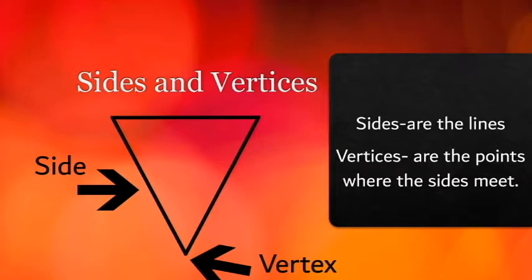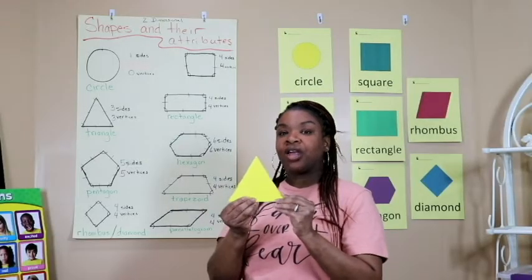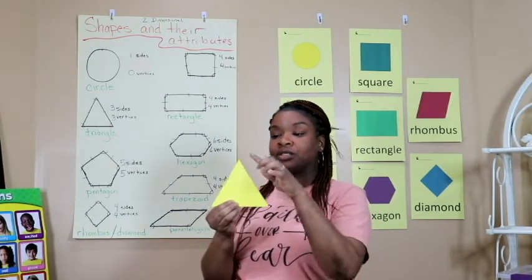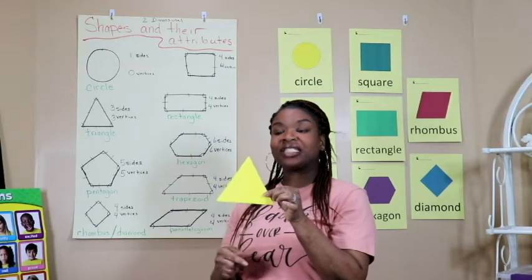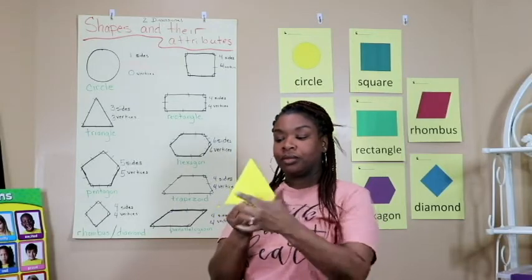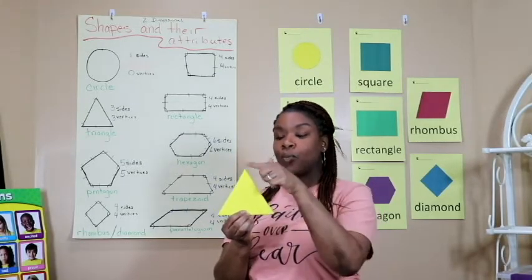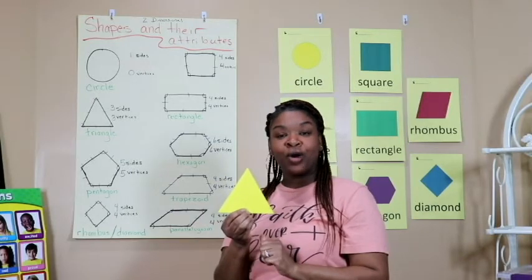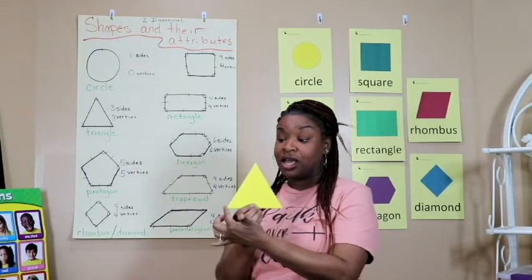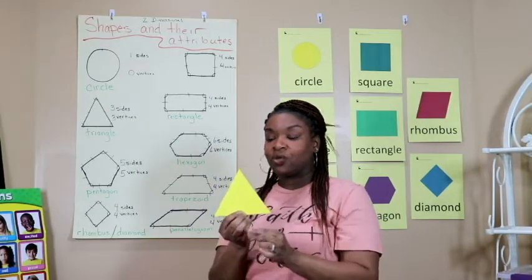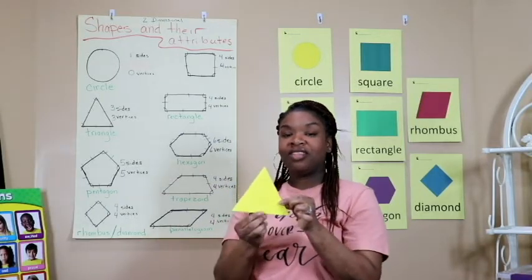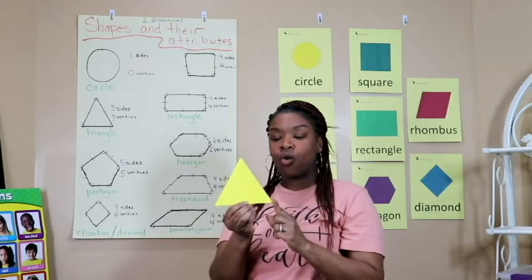Now, I have a triangle here. The triangle we talked about earlier, the sides. So, 1, 2, 3 sides. Now, the vertices are the points. Vertices, points. Or depending upon what grade you're in, for the little ones, I say the ouchies because they're pointed. So these are the vertices. Once again, we have our sides. And then we have our vertices or points.